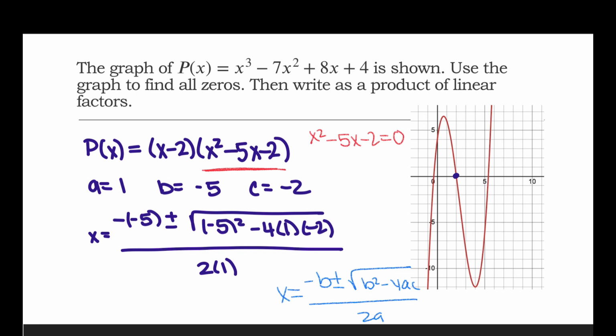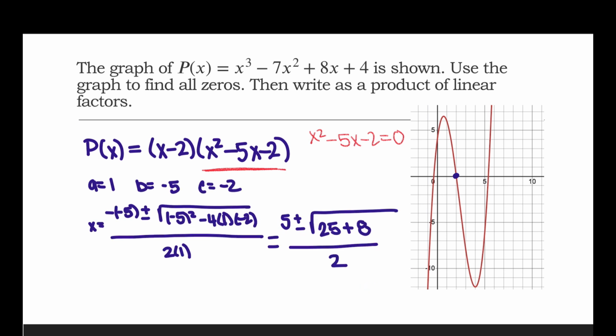The quadratic formula says we take negative b, so negative negative 5, plus or minus the square root of b squared. That would be negative 5 squared minus 4 times a times c, 4 times 1 times negative 2, and then all over 2 times a, or 2 times 1. Simplifying this expression, I get positive 5 plus or minus the square root of 25, and then that minus a minus becomes a plus, so plus 8, all over 2. That would be 5 plus or minus root 33 divided by 2.